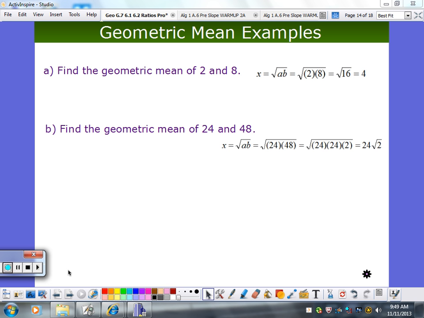So isn't this one that can come out? What's the square root of 24 times 24? It's 24. And a square root of 2 came out. So this is simplest radical form. Remember that?